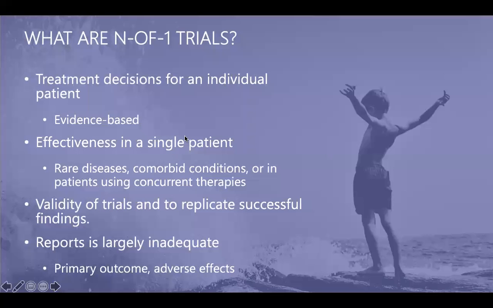Essentially, N-of-1 trials are an important type of design that assesses the effectiveness of different treatments on one single patient. It uses evidence-based investigation, so a treatment decision is made for only one single patient. This type of design is effective or convenient in cases in which large trials are not able to respond to hypotheses or questions, in the case of rare diseases, comorbid conditions, or in patients using concurrent therapies.